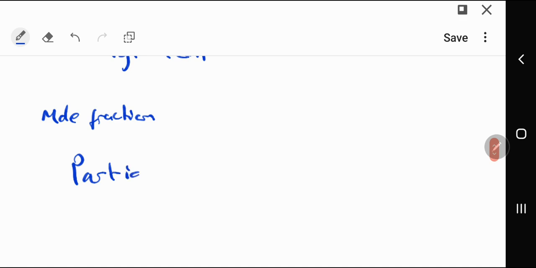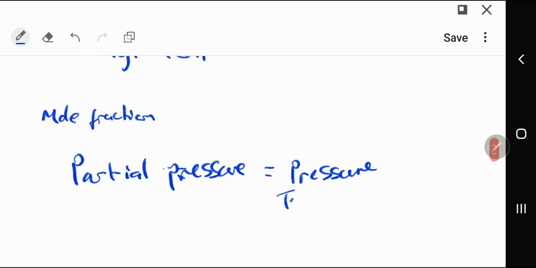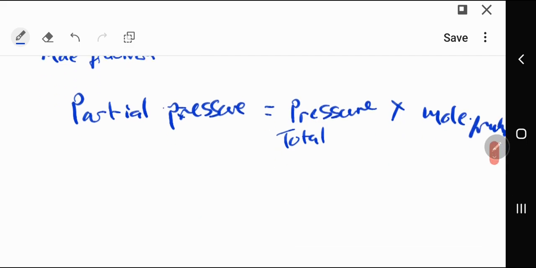Then there's partial pressure. Partial pressure is equal to the total pressure, and the word total is very important here, multiplied by the mole fraction, or the probability or chance of having that many molecules. That's the partial pressure.